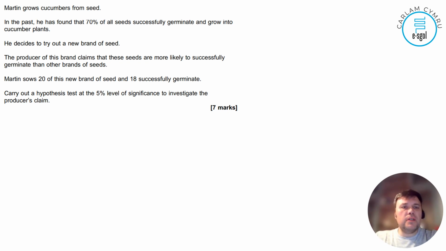Martin grows cucumbers from seed. In the past, he has found that 70% of all seeds successfully germinate and grow into cucumber plants. He decides to try out a new brand of seed. The producer of this brand claims that these seeds are much more likely to germinate than other brands of seeds. Martin sows 20 of this new brand of seed and 18 successfully germinate. Carry out a hypothesis test at the 5% level of significance to investigate the producer's claim. So again, it's back to, is it a fluke that 18 have done it, or statistically, does this have a better percentage of success?